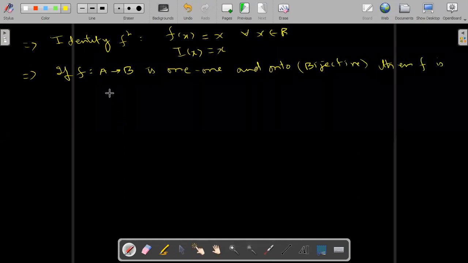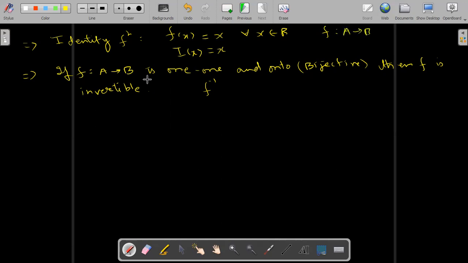Like we have seen the condition that if the range of f is a subset of the domain of g, then only we can write g o f. Similarly, if you prove f is one-one and onto, then f is invertible. Invertible means we can write its inverse. How to write the inverse, I will tell you. If f is a mapping from A to B, then f inverse will be the mapping from B to A. That is called the inverse of f.